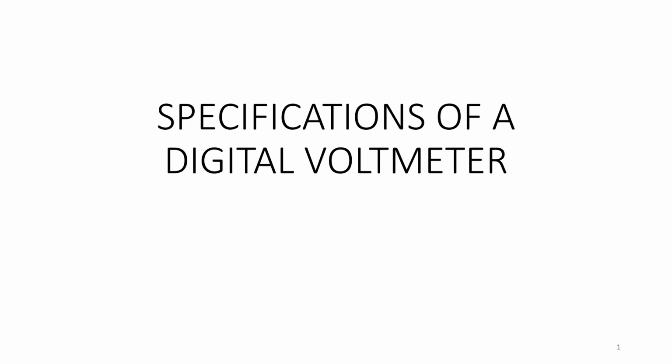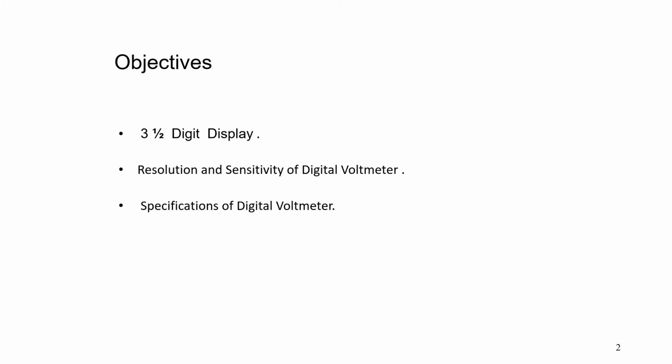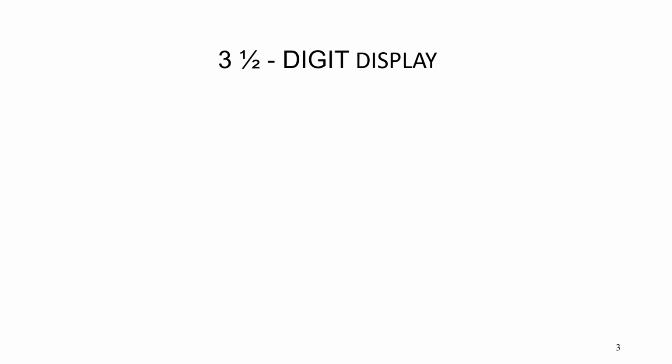So, the specifications of a digital voltmeter: we say it as a 3.5 digit display or 4.5 digit display, whatever it is. Next is the resolution and sensitivity of a digital voltmeter. Let us see what it is. Next, the specifications of the digital voltmeter.